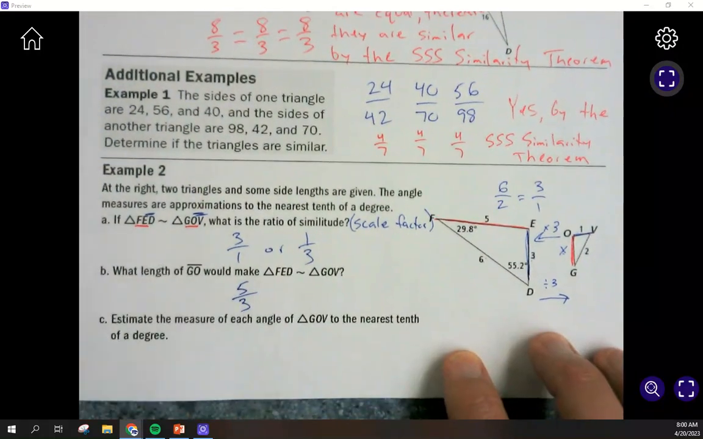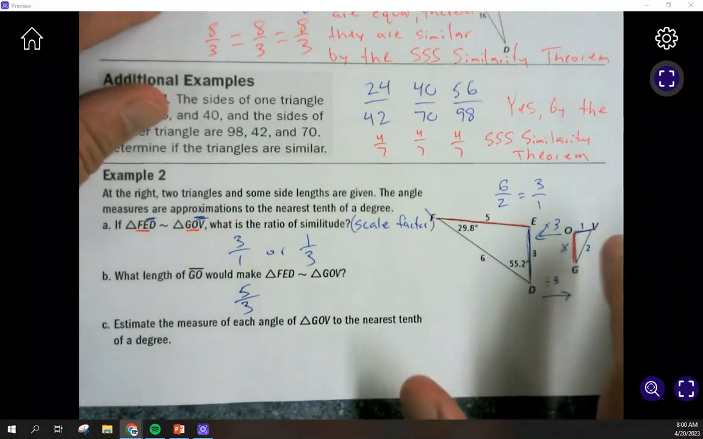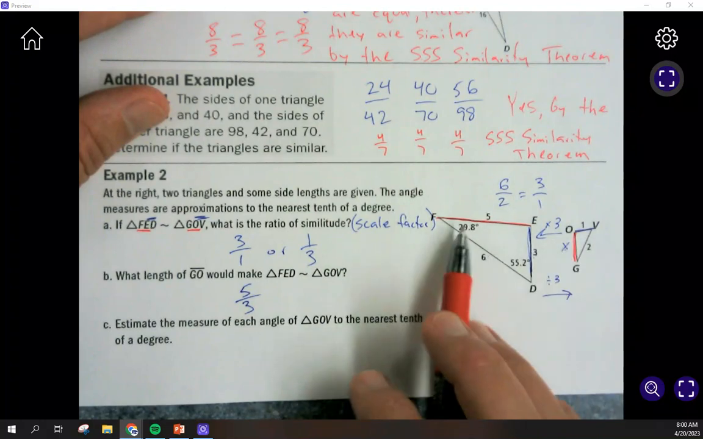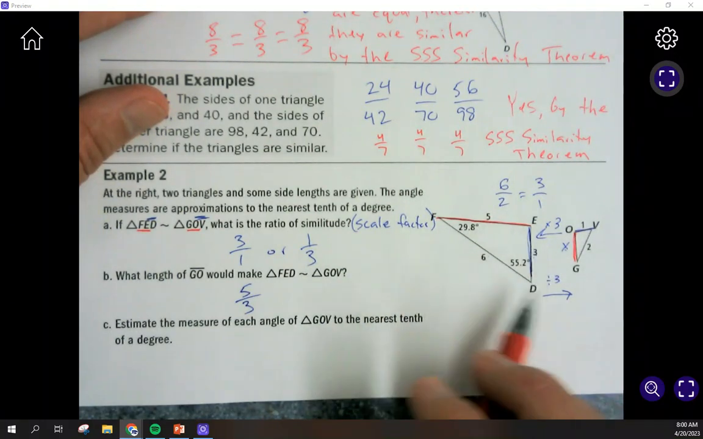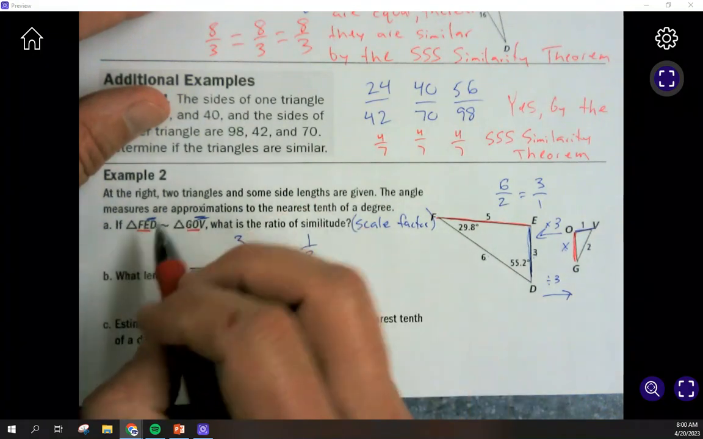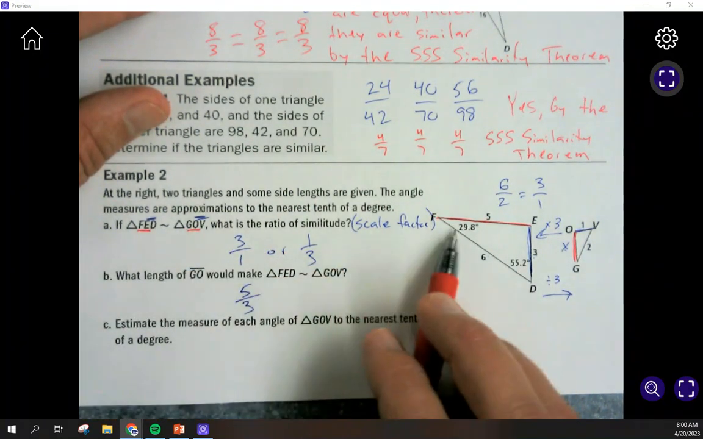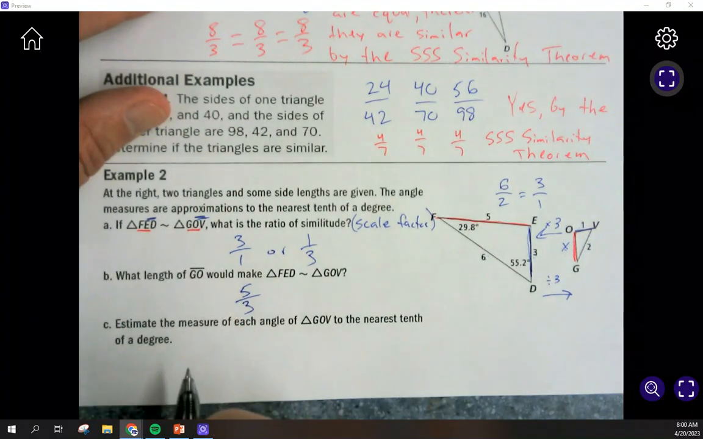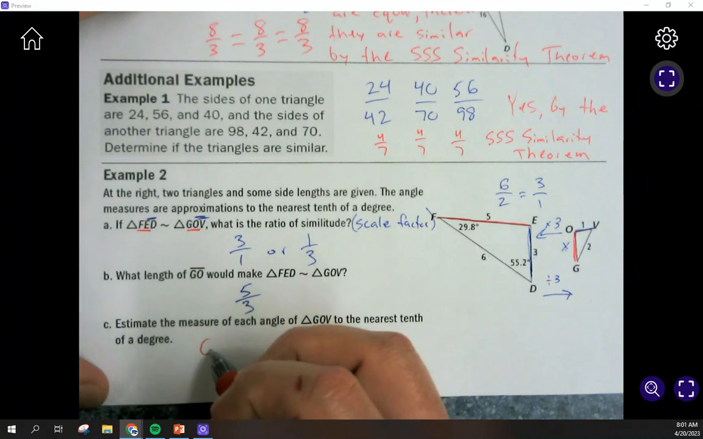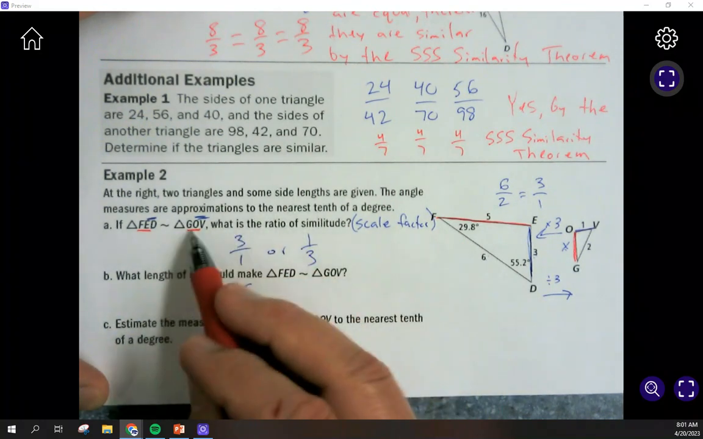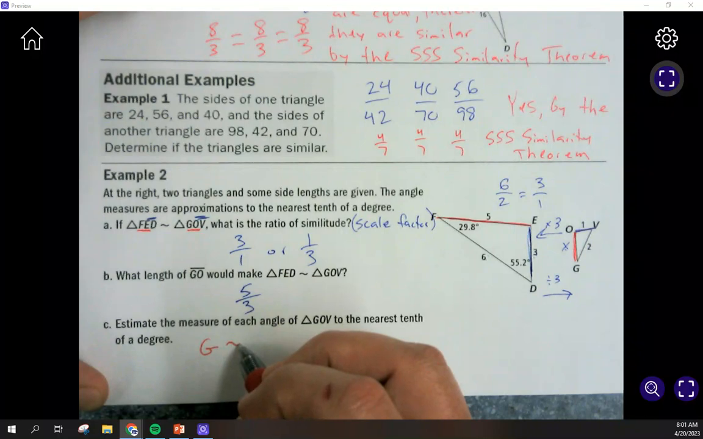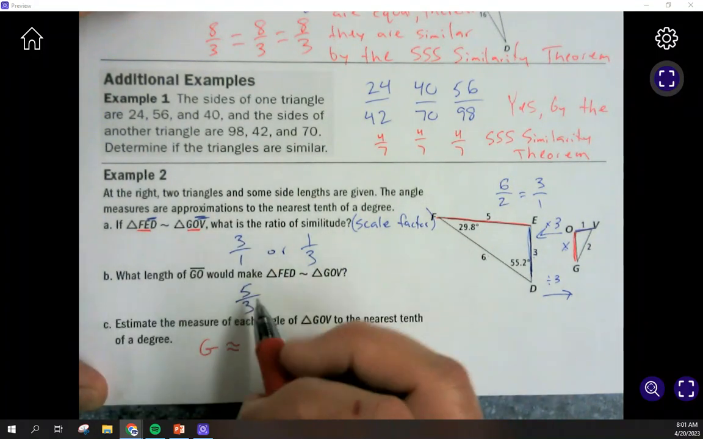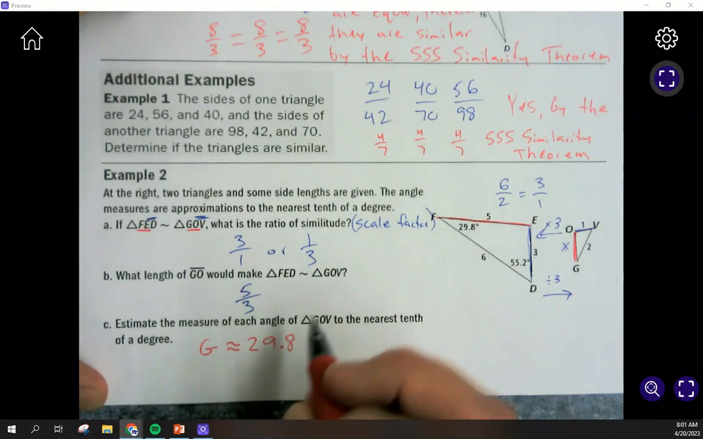All right, and then finally part C, let's estimate the measure of all the angles in GOV. They are going to match. We've talked about that any shapes that are similar, the angles do not change, even though the side lengths have gotten bigger or smaller. And so we're going to go back to our similarity statement and match things up. I already know F is 29.8. F matches G. It's in the first position right here. So I automatically know that G, and I'm not going to write equal to because remember, these were approximations. So I'm going to put the squiggle. This was rounded. G is approximately matching F, 29.8.